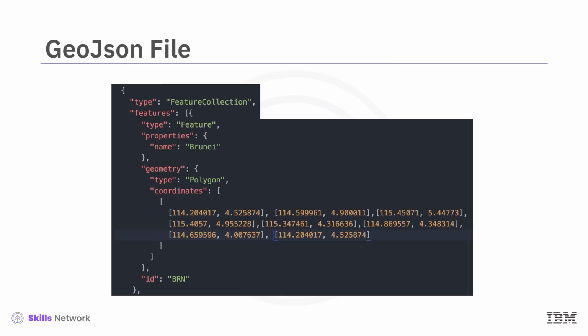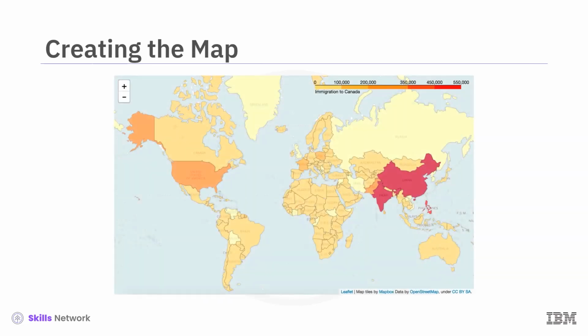For a Choropleth map of the world, we would need a GeoJSON file that lists each country and any geospatial data to define its borders and boundaries. Here's an example of what a GeoJSON file would include about each country. The example here pertains to the country Brunei. As you can see, the file consists of its name, ID, geometry shape, and coordinates that define its borders and boundaries. So let's see how we can create a Choropleth map of the world showing immigration to Canada.